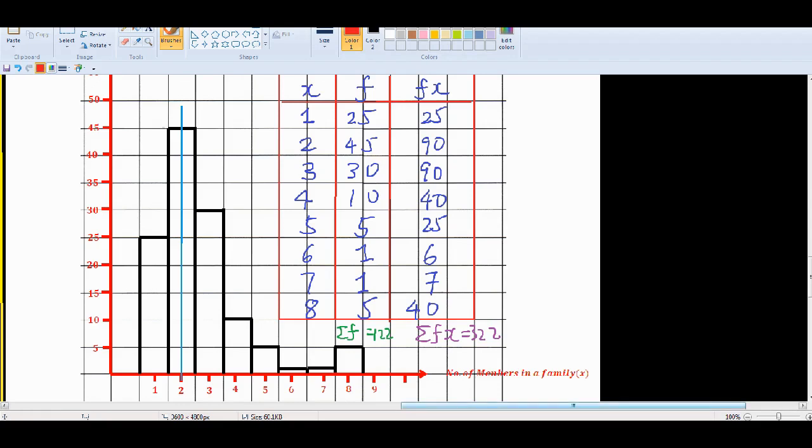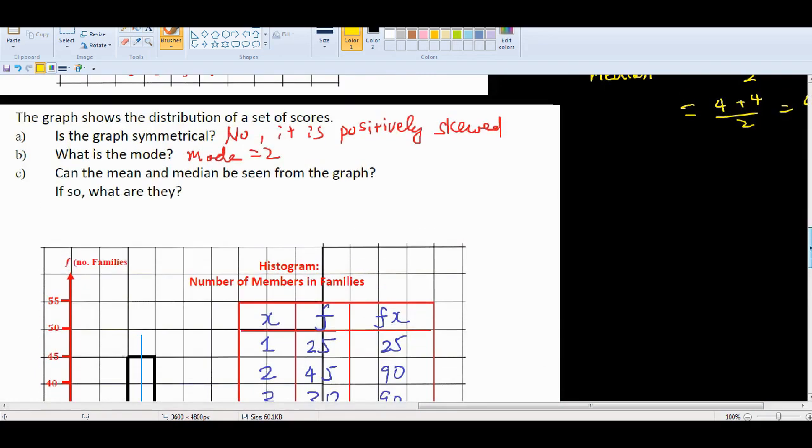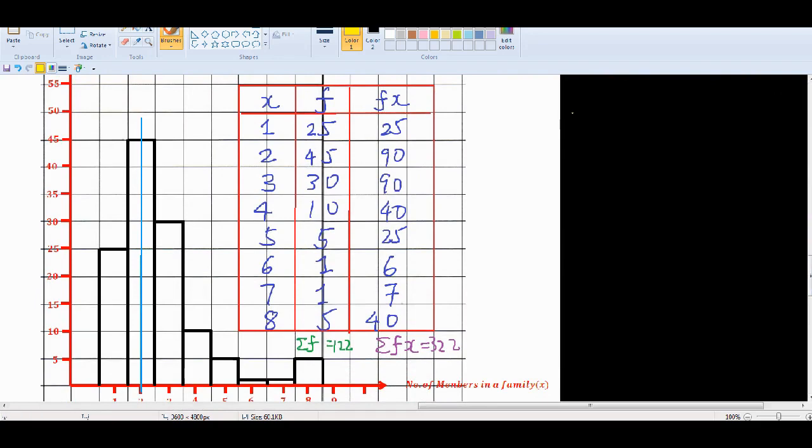So how could we find the mean? Let's find the mean. The mean should be the summation of all fx. So the sum of all fx should be 322, divided by the summation of all frequencies, 122. Then you will have 6.7. Of course, I round to 1 decimal place.